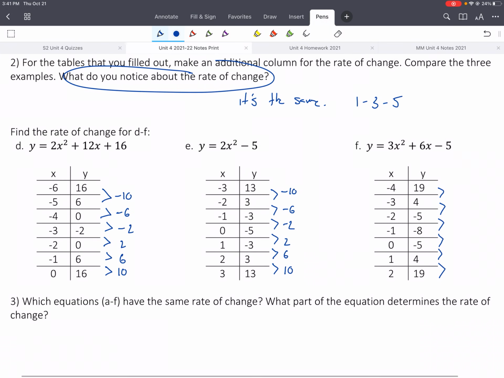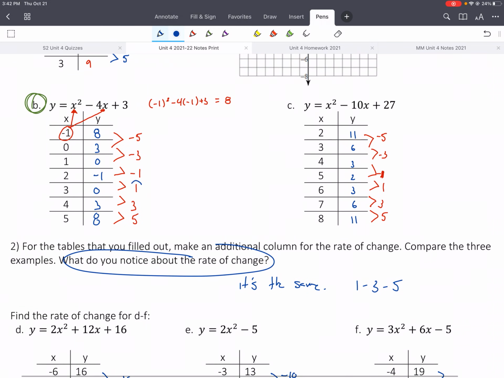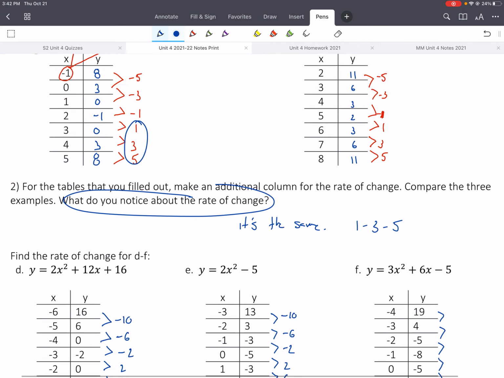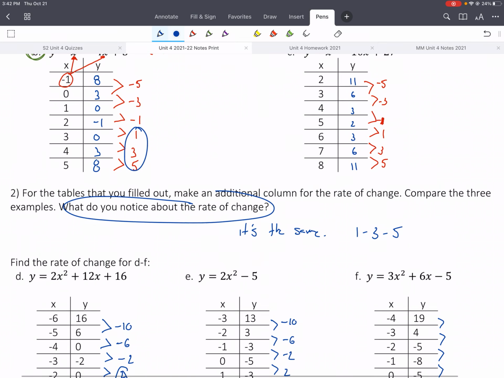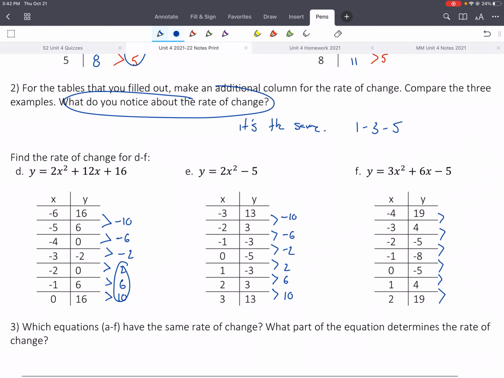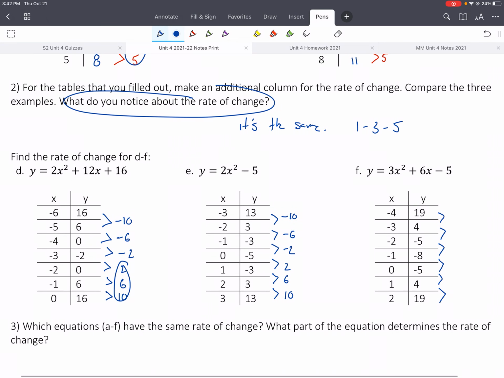I already have those written down just to save some time, but what do you notice about its rate of change? Is it the same as what we did above? It's not. Above we had 1, 3, 5, that was our pattern. Here it's 2, 6, 10. So what we noticed in class is it looks like it's been doubled. It was 1, 3, 5, and now it's twice as big.